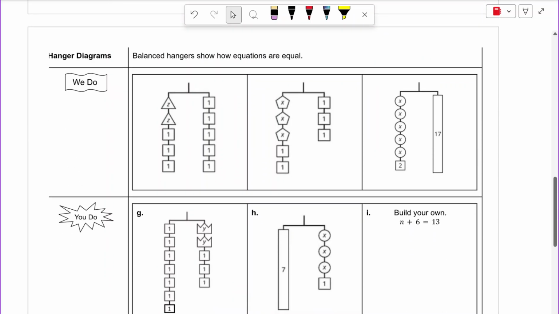What is a hanger diagram? A hanger diagram shows how equations are equal. All right, so we have 3 we-dos. Let's take a look at those, and then you're going to start your own.